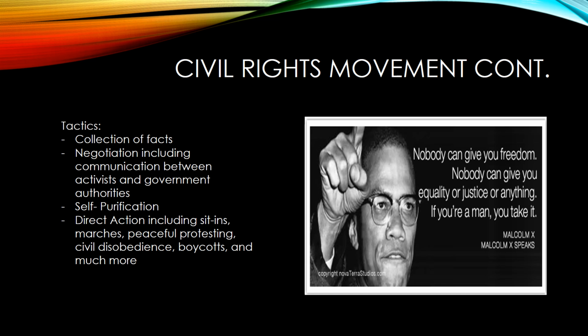In a letter from Birmingham jail, Martin Luther King Jr. states that in any nonviolent campaign, there are 4 basic steps: collection of the facts to determine whether injustices are alive, negotiation, self-purification, and direct action. Direct action would include sit-ins, marches, peaceful protesting, civil disobedience, and boycotts. Negotiation would include communication between activists and government authorities to make progress on achieving rights for the civil rights movement.